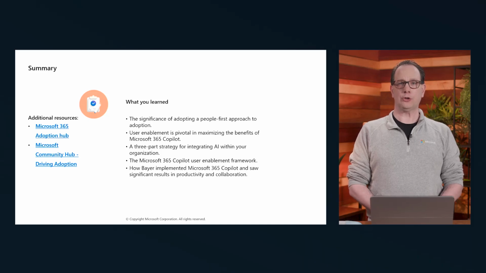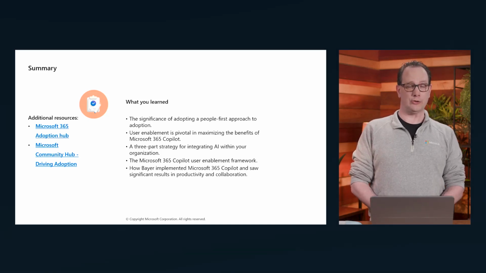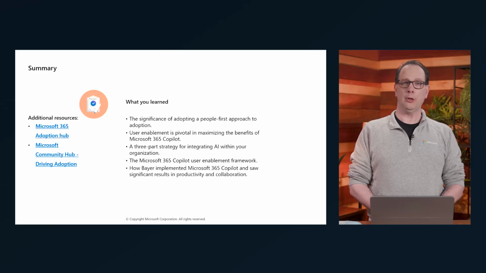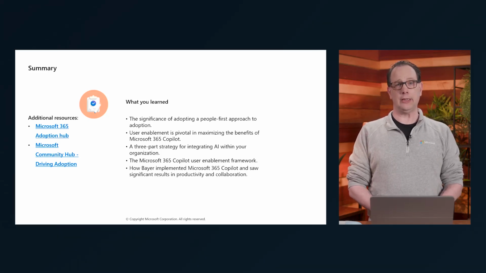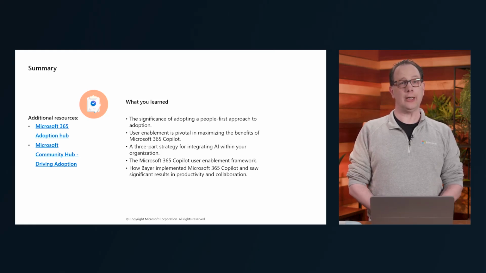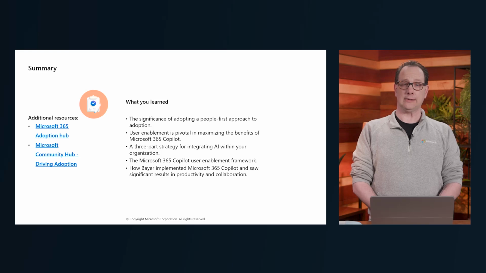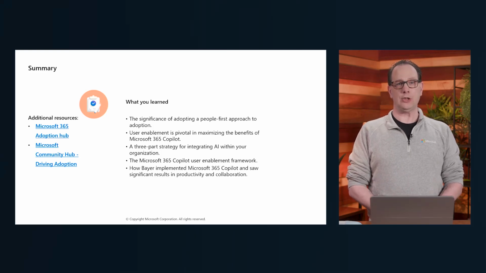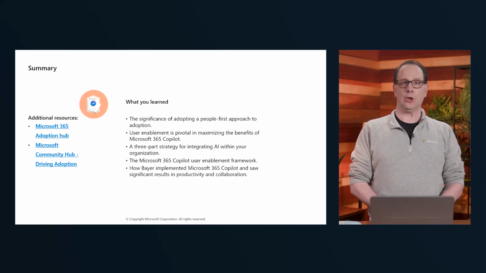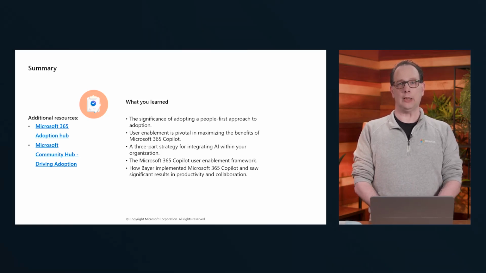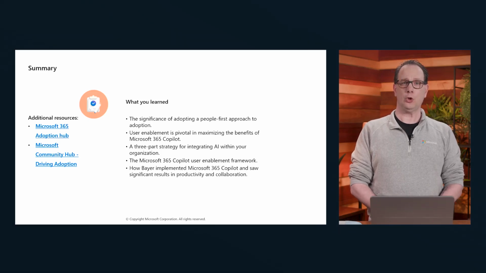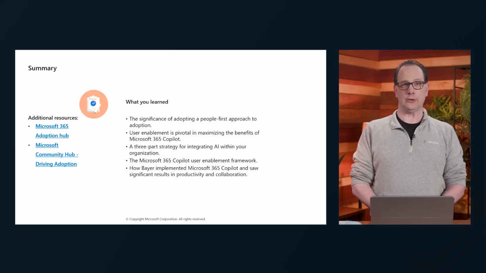You explored a three-part strategy for integrating AI within your organization, focusing on developing leadership, managing human transformation, and building technical skills. You navigated through the Microsoft 365 Copilot user enablement framework, covering the different phases: getting ready, onboarding and engaging, delivering impact, and extending and optimizing. Lastly, we saw how Bayer, one of our customers, uses Copilot to enhance research results, showing its effectiveness not only for Bayer, but also for basically any organization that's facing productivity and data-intensive challenges.